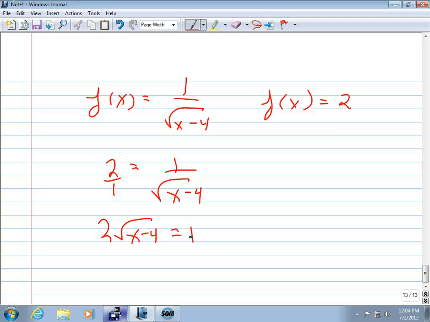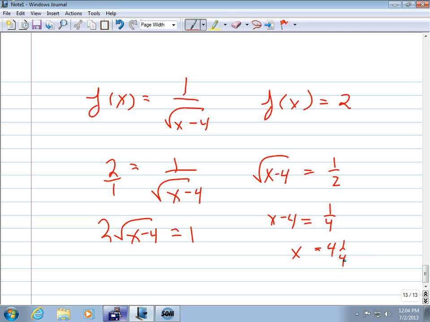So how do you get rid of the 2? Divide? Okay, so rad x minus 4 is what? 1/2. Now, how do you get rid of the radical? Square it. So x minus 4 is 1 over 1 squared is 1, 2 squared is 4. Okay. And then, what do you do last? Add the 4, and you get 4 1/4, or 4.25 if you like.